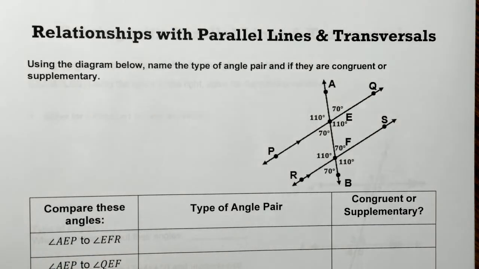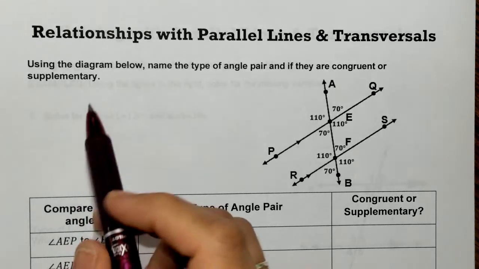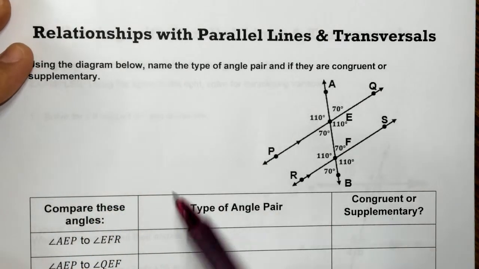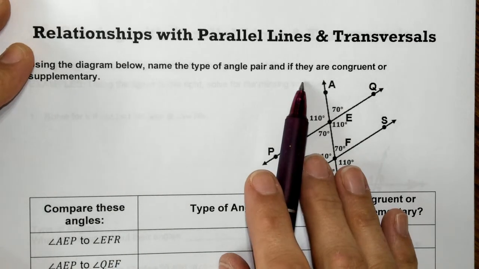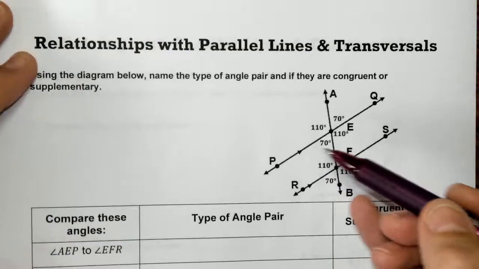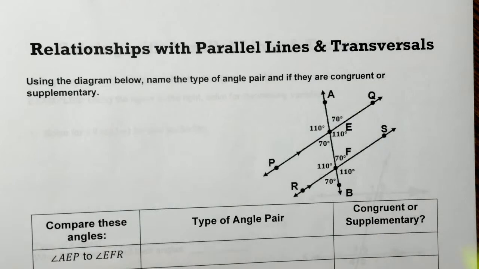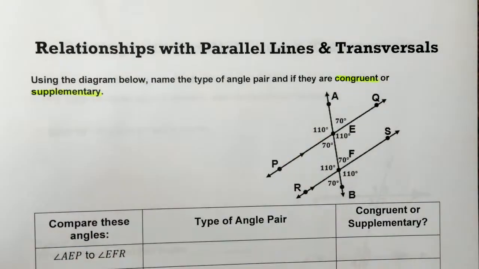When the 2 lines are parallel, we're actually going to have one of 2 different kinds of relationships. Using the diagram below, we're going to name the type of angle pair for each of these, and then say if they're congruent or supplementary. So congruent and supplementary are the 2 different relationships we're going to have.